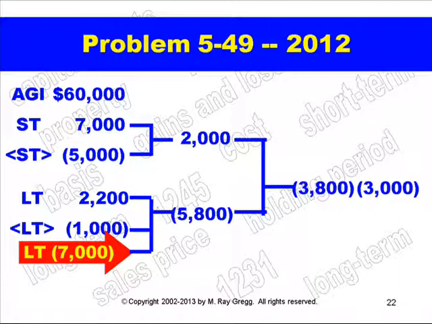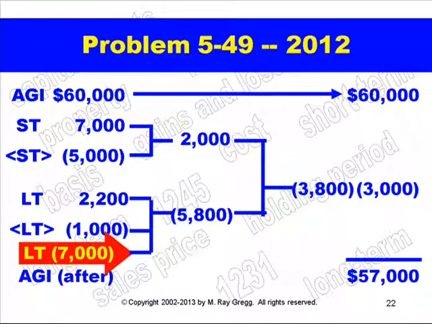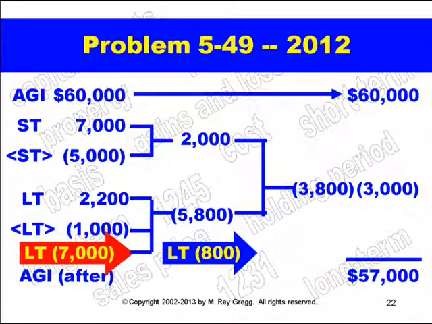Before considering these capital gain and loss transactions, AGI was $60,000. Reduce that by the annual maximum of $3,000 in capital losses to see that AGI is $57,000 after the capital losses. Now we must determine the amount and character of the carryover. Since the $3,800 loss was long-term and $3,000 was deducted this year, that leaves an $800 long-term loss to carry over to the following year.